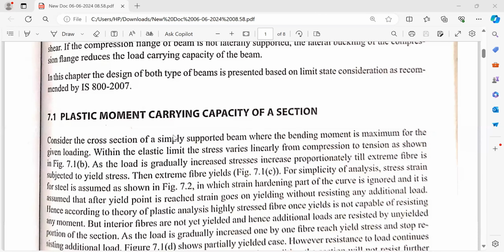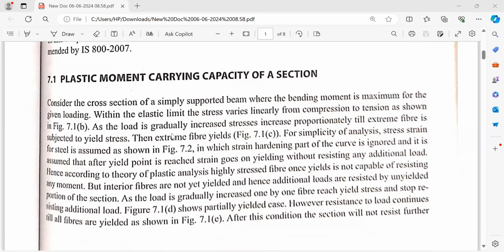Now, one more thing. So far, we have been considering only elastic design, that is, the stress in the member is not going to exceed the permissible limit. But here, we will go up to the plastic moment capacity. So consider a cross section of a simply supported beam where the bending moment is maximum for the given loading. Within the elastic limit, stress varies linearly, as you know, in compression and tension, as shown in the figure.